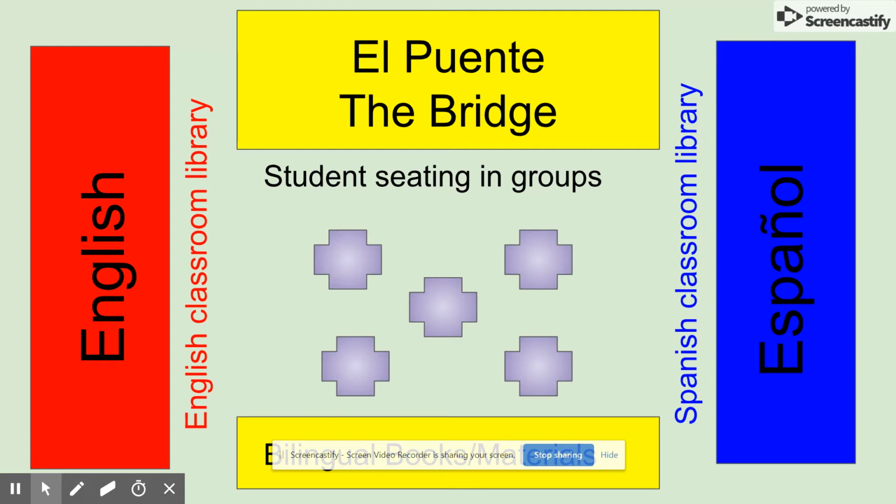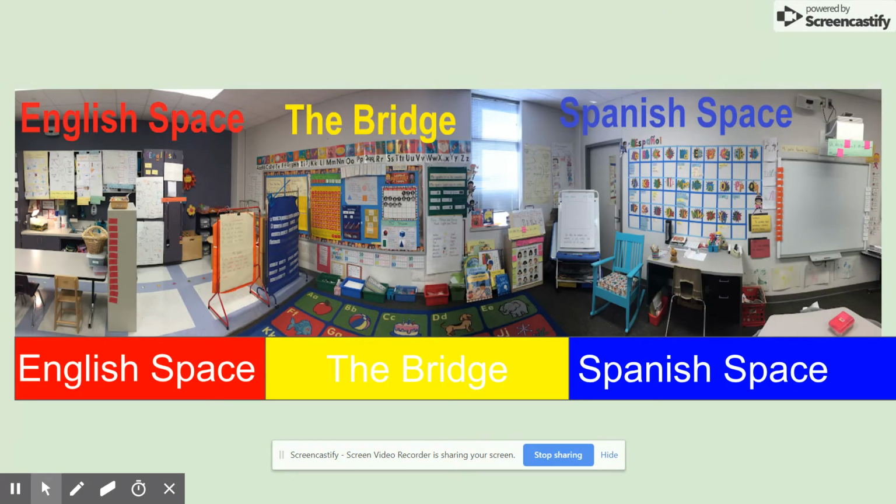So here's that diagram again. But what does that look like in a real classroom? Here's a panoramic photograph of a kindergarten classroom with an English space on the left, a Spanish space on the right, and a bridge in between.